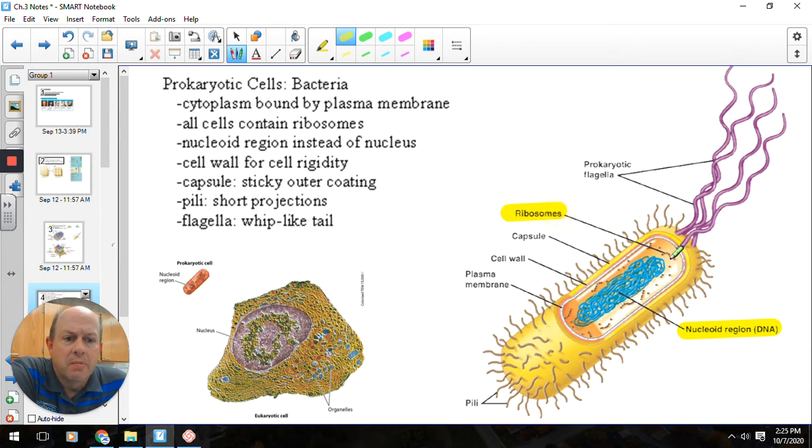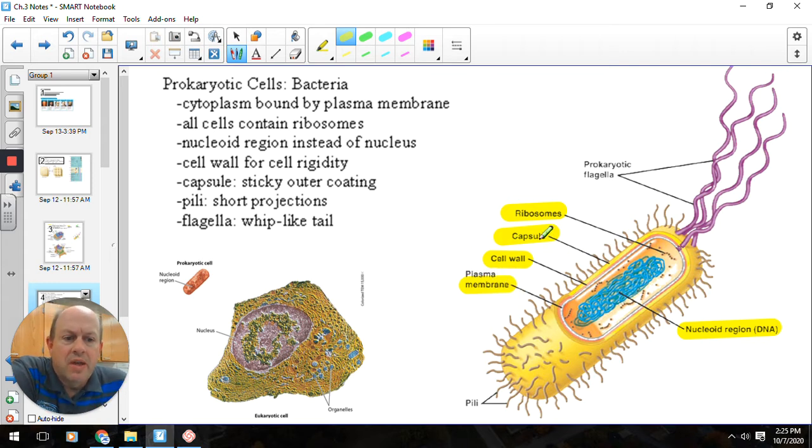Ribosomes are going to be these little dots, and they are sprinkled all throughout the cytoplasm. And that is going to be where proteins are made. So just like you make proteins, bacteria can also make proteins. Then these next three are going to be kind of layered: capsule, cell wall, and the plasma membrane, or sometimes it's called the cell membrane.